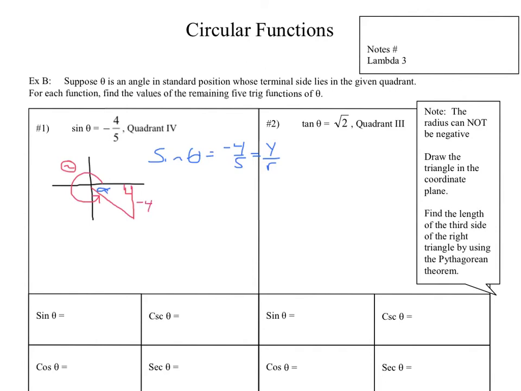We have r is 5. We don't know what x is. We use the Pythagorean theorem to figure out what it is. Fortunately for us, this is a Pythagorean triple once again, which makes x 3. It's a 3, 4, 5 triangle. We know it's positive 3 because we went to the right. In quadrant 4, the x value is always positive.